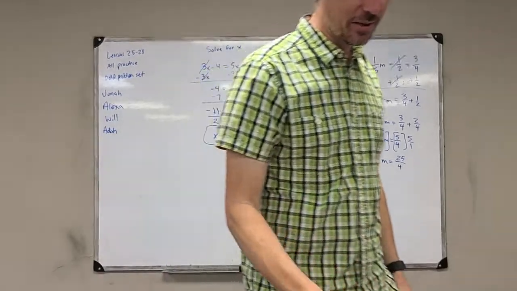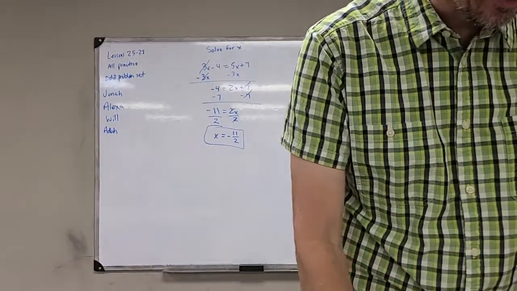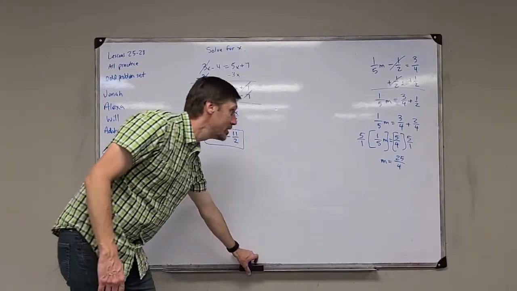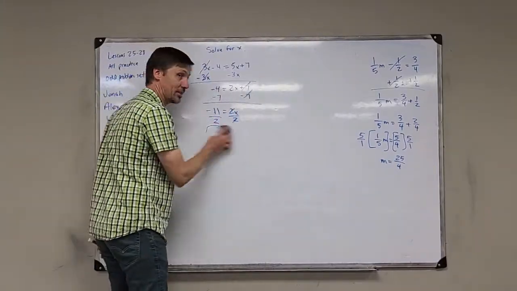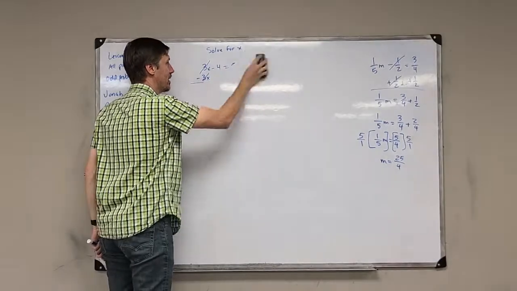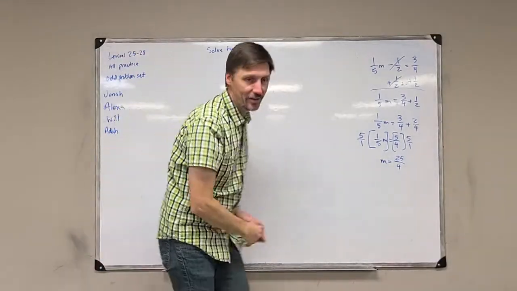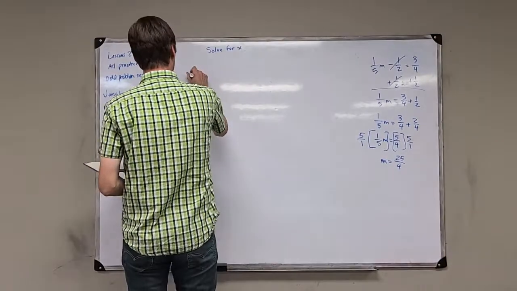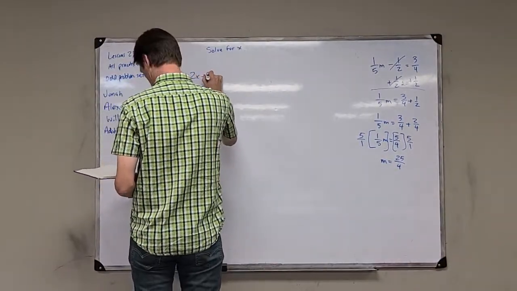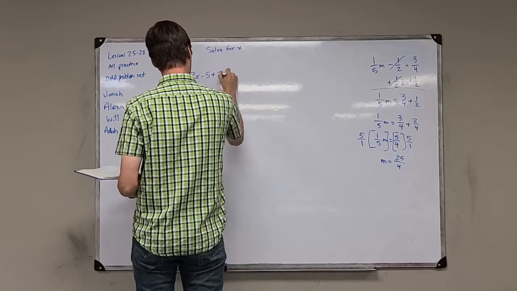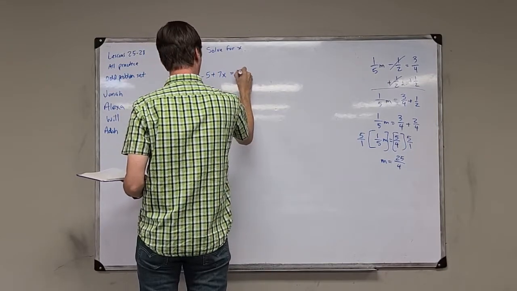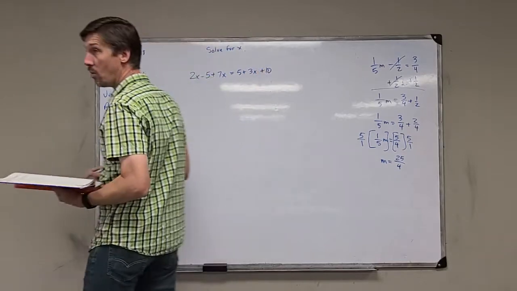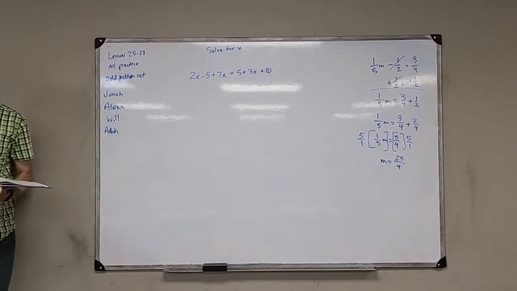Let's jump to the end and do a really hard one, all right? Let's see. We scared Hannah when we did fractions. Let's see, who can we scare with this really hard one this time? We're going to do, let me write this down. 2x minus 5 plus 7x equals 5 plus 3x plus 10. I can see the fear in your eyes, Liam.